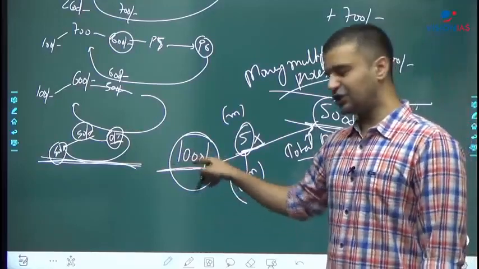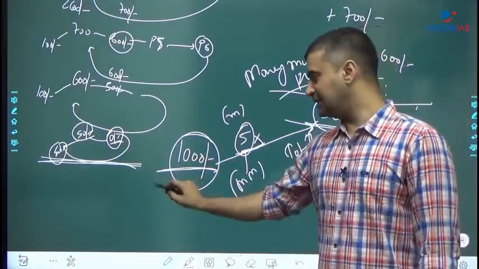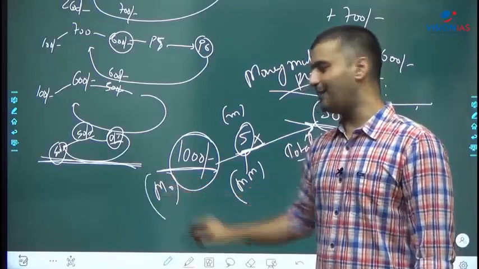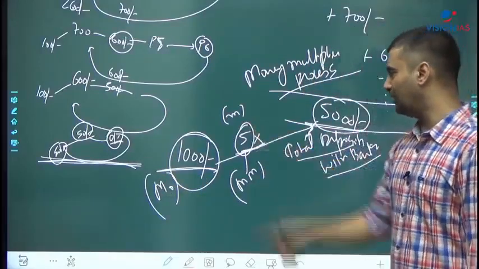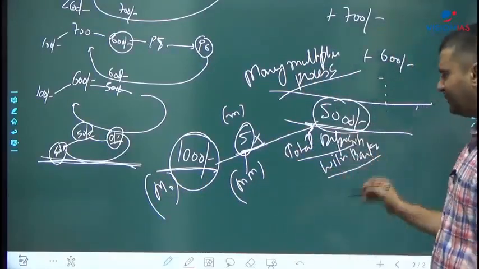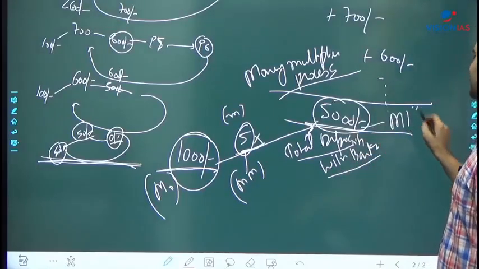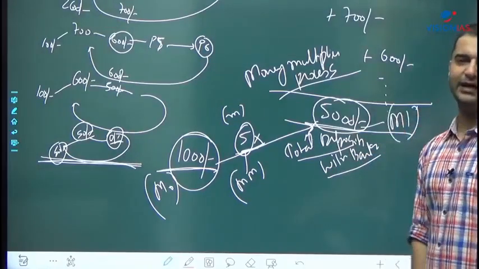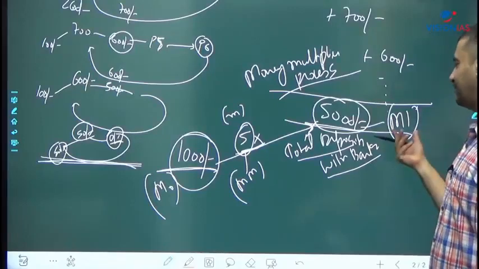This was the initial amount of money, high powered money. This was M0, capital M0. This is small m. This is our M1. We have assumed M1. We have assumed the easiest form of money supply, M1. So money supply M1.